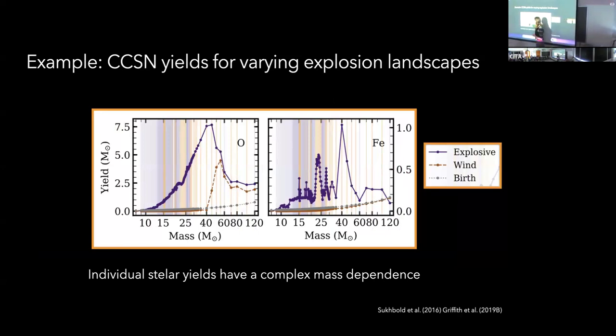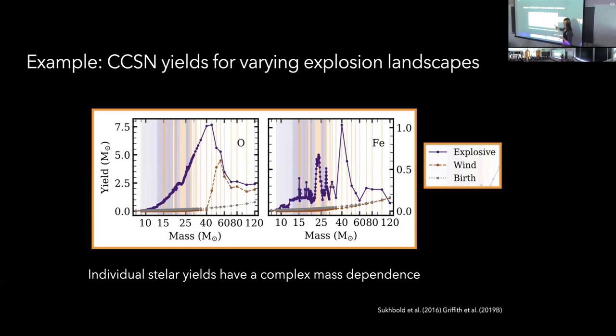So for some elements like oxygen, you can see the oxygen yield is increasing as a function of progenitor mass. The background colors show again where the stars are exploding, purple, and collapsing to black holes in orange. The oxygen yield increases up to about 40 solar masses, where in this set of models, the star fully loses its envelope and the oxygen yield more comes out in the wind and drops off in the explosion.